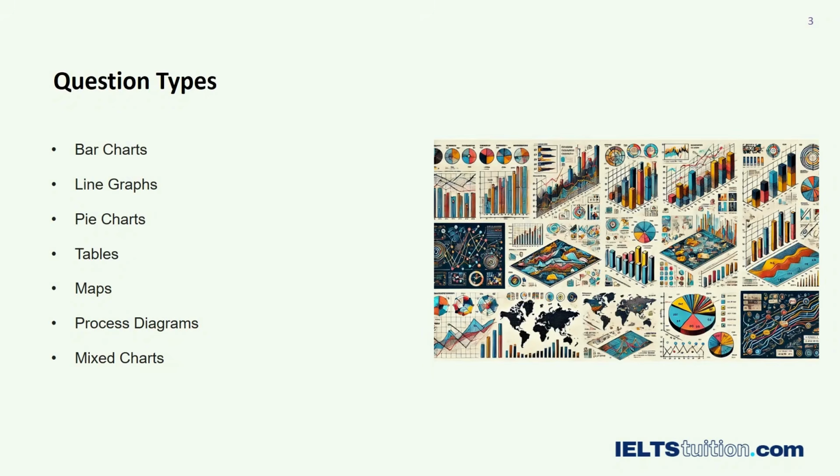Now, we'll explore the variety of visual data formats you may encounter during the IELTS Writing Task 1 report. Understanding these different types is crucial for effectively analyzing and summarizing the information presented. Let's take a look at these question types: bar charts, line graphs, pie charts, tables, maps, and process diagrams. Additionally, it's important to note that sometimes these formats can appear in combination, referred to as mixed charts. This variety tests your ability to analyze and summarize information from multiple sources. We will learn how to handle each of these question types in our upcoming lectures.